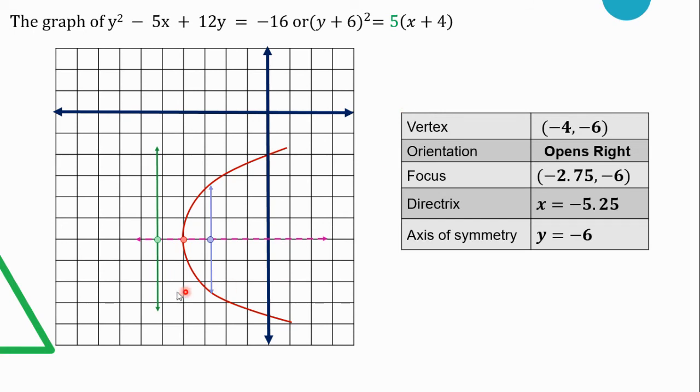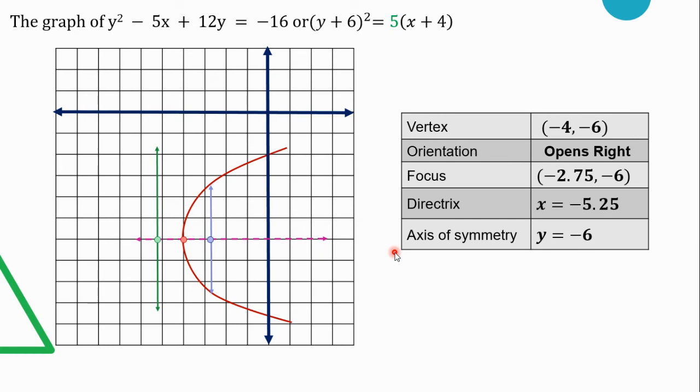Okay, so for clarity, here is its graph. Our vertex is here at negative 4, negative 6. It opens right. Our focus is in here, negative 2.75, negative 6. Our directrix is x is equal to negative 5.25. Our axis of symmetry is y is equal to negative 6. So, this is the graph of the quantity of y plus 6 squared is equal to 5 times the quantity of x plus 4.